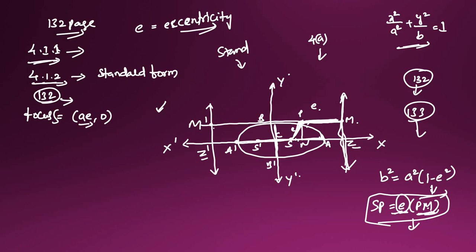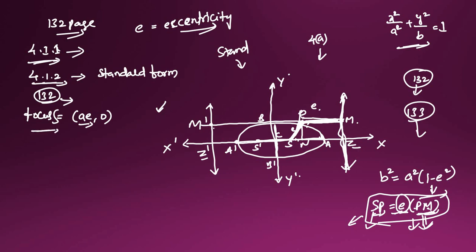So this is one formula we have to take with the standard form. Whenever you get the standard form, if you have to find anything, SP is the distance between S and P. And here PM is from the point P, perpendicular to the directrix. The directrix is here, na. So PM is perpendicular to this directrix, and SP is the distance.